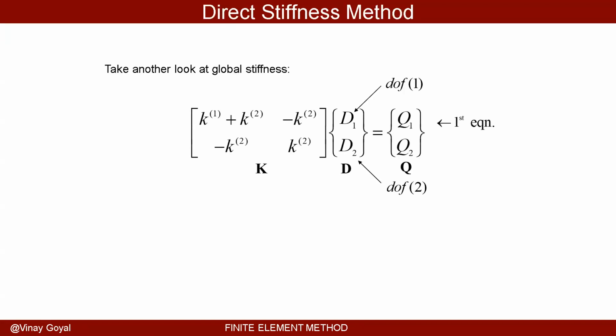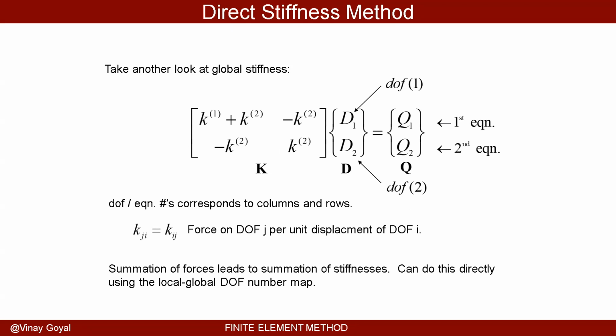So there's another way to go about this, and that's called the direct stiffness method. So let's look at this. You can see here another look at this global stiffness. This is what we got. That's degree of freedom 1, degree of freedom 2. That's equation 1, equation 2. And you can see that degrees of freedom and equation numbers correspond to columns and rows.